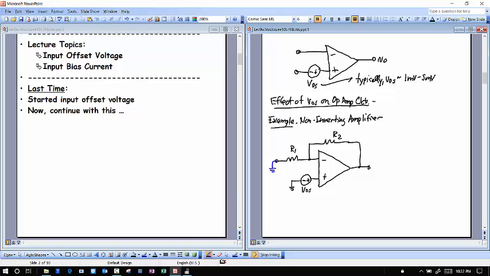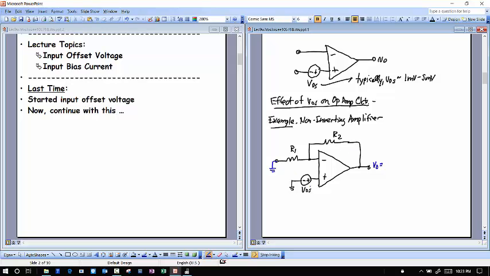And so when I ground the input terminal of this op-amp, I expect the output to be equal to 0 volts. However, if you look at this, that's not what's going to happen. So this is meant to be an inverting amplifier, but instead of 0 volts, my output voltage is going to be equal to effectively this non-inverting amplifier configuration that I've got here.